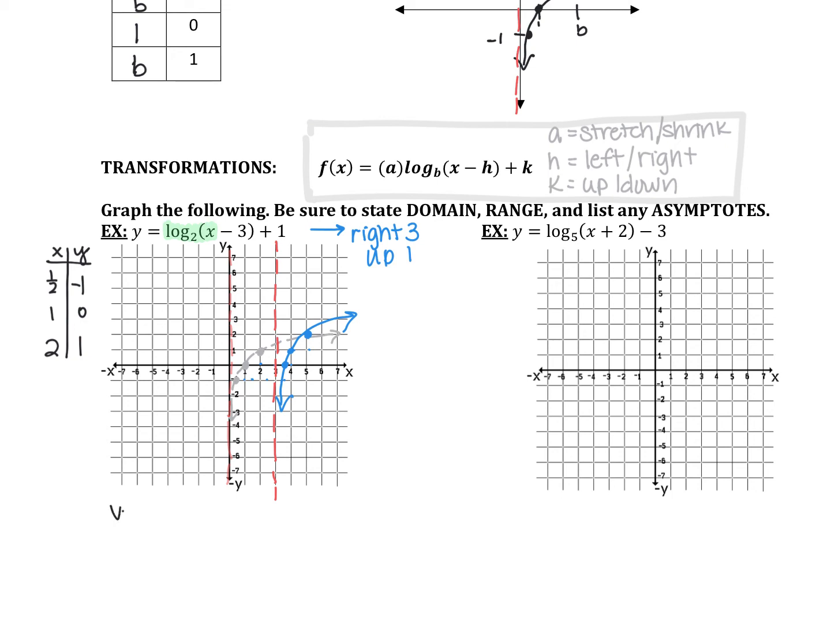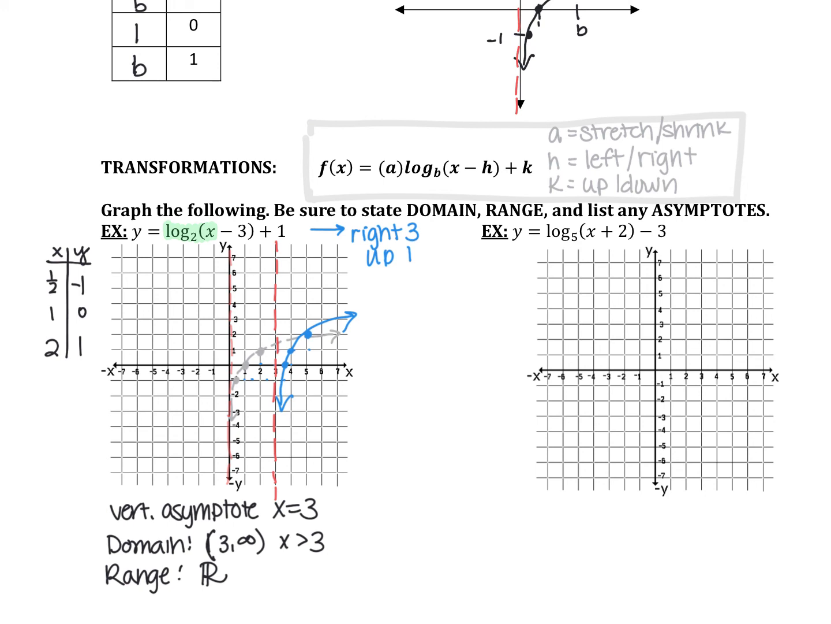So let's talk about what we know. We know our vertical asymptote is now at x equals +3. It's shifted right 3. My domain of this function needs to be 3 or greater. And you could certainly say x needs to be greater than 3. That's fine too. And my range, what is my range? For log graphs, my range is all reals. All right, so hit pause and try the next one.